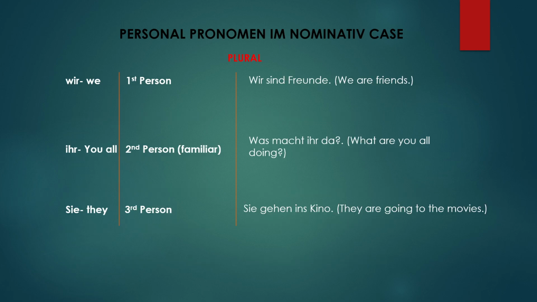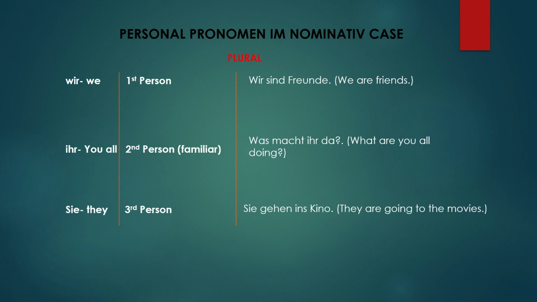Now we learn the pronouns in plural form. The first person plural pronoun is wir. It means we in English. It is used when referring to a group of people that includes oneself. For example, wir sind Freunde. We are friends.